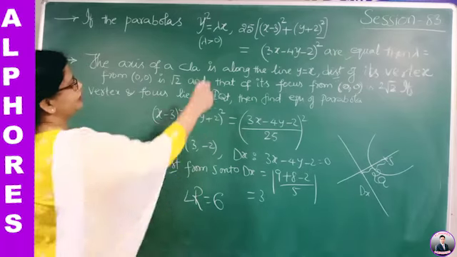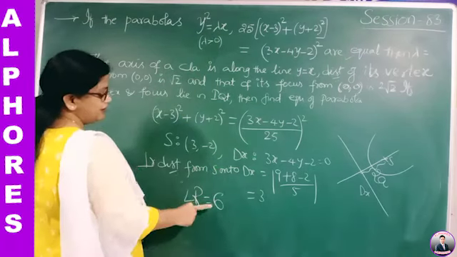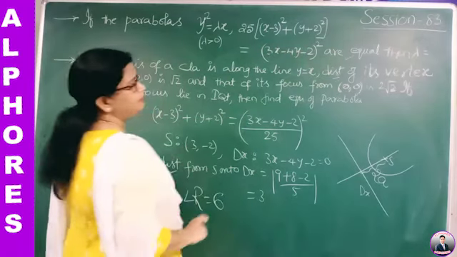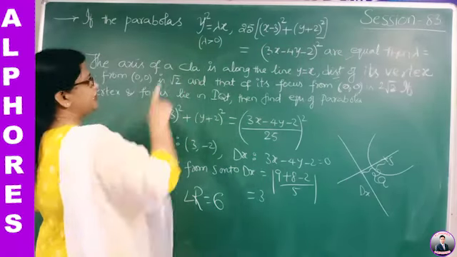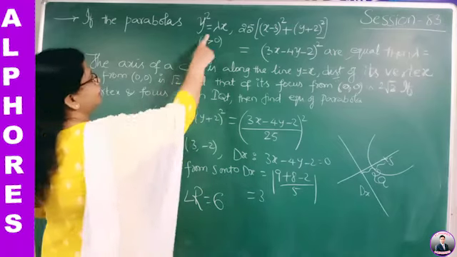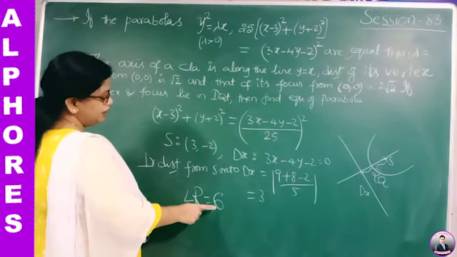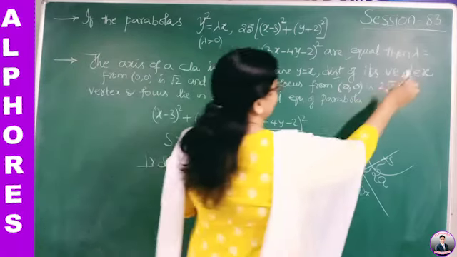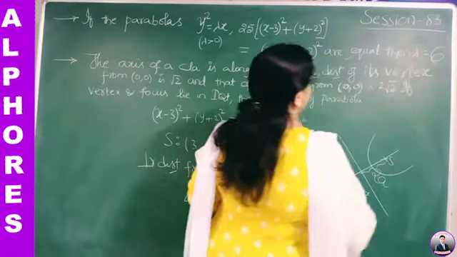That implies lambda equal to clearly how much here? 6. So two parabolas, whenever they are equal, their lengths of latus rectum must be the same, and here that is lambda, and here you got it is 6, hence the lambda value is nothing but 6. Okay, so this is the answer.